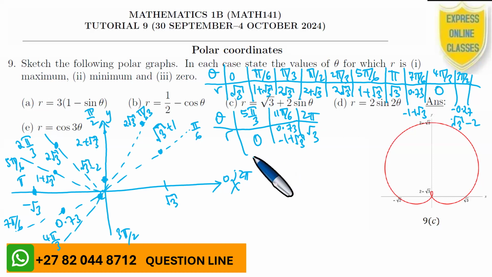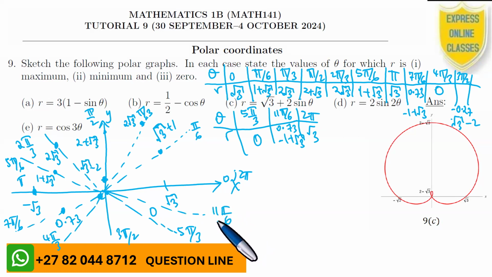At 5 pi over 3, yeah, which is close to, is this one here? You have a 0. So this one is going to produce a 0. At 11 pi over 6. Okay. 11 pi over 6, which is 0.73. This one is going to be 0.73 on it. And then at 2 pi, it's going to be exactly the square root of 3 there.